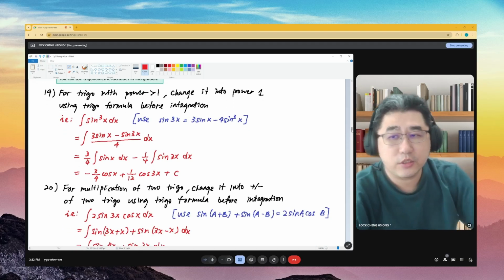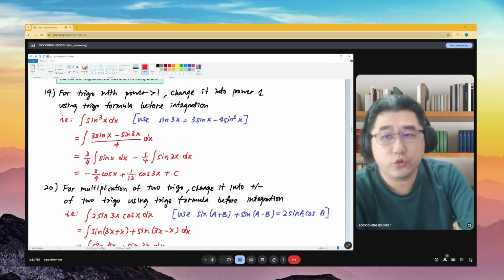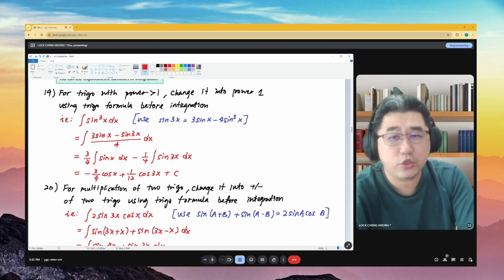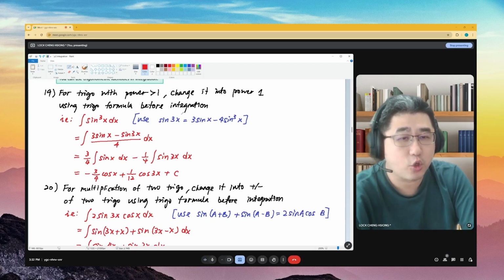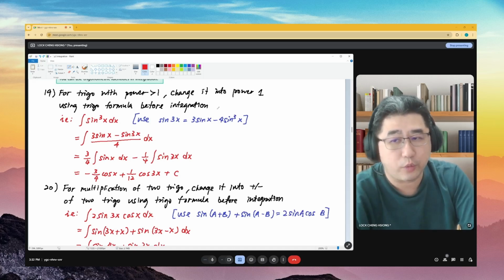Rule 19 says, for trigo with power more than 1, we can change it into power 1 using trigo formula before integration. Let's say I have an integration of sine power 3. I can use the triple angle formula, which is sine 3x equals 3 sine x minus 4 sine cubed x. If some of you have forgotten what the triple angle formula is, please go back to your trigo topic.